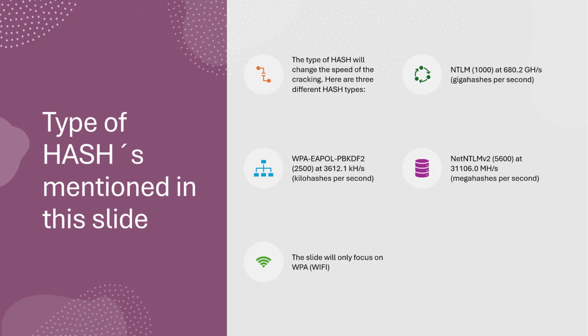Now, the different kinds of hashes that I mention in this slide, NTLM is present on this particular slide just for you to see that there is a difference in the amount of hashes that can be cracked per second if you use NTLM, WPA, or NTLM version 2. The one we use in the slideshow is WPA. So I decided that I want to talk about how fast we can crack Wi-Fi passwords, more specifically the WPA type of passwords, in the cloud.